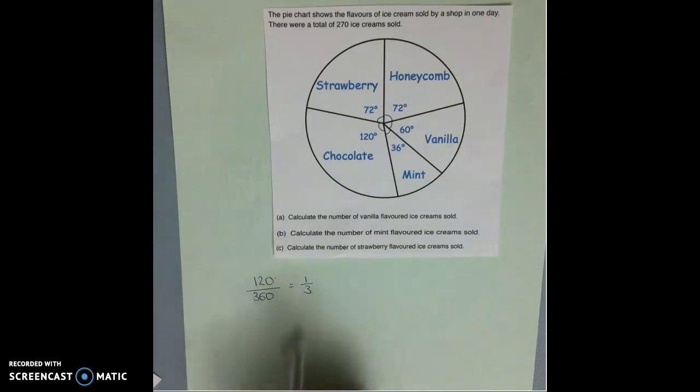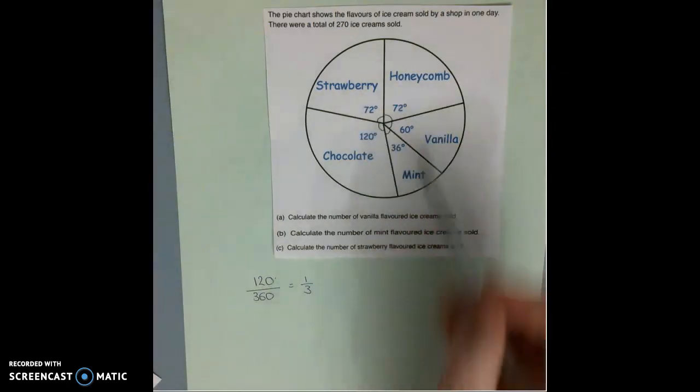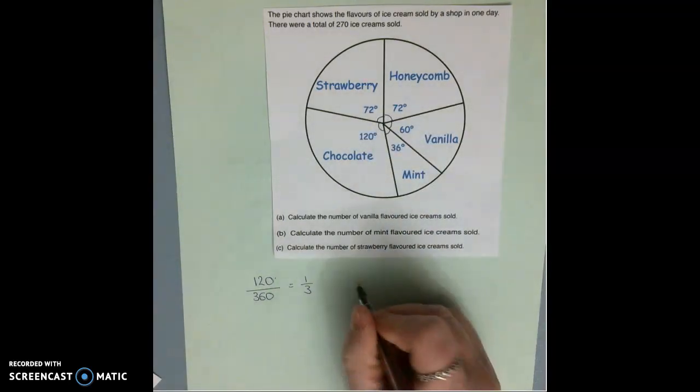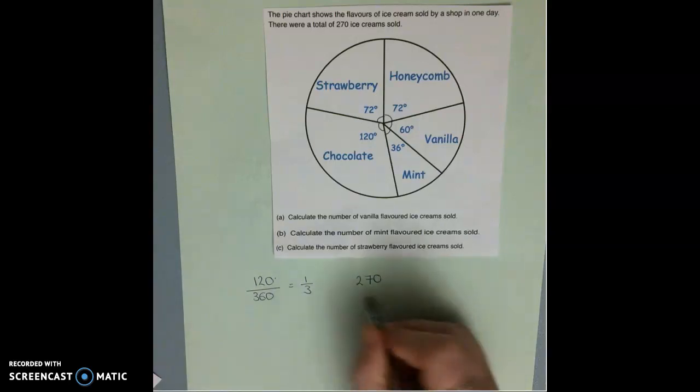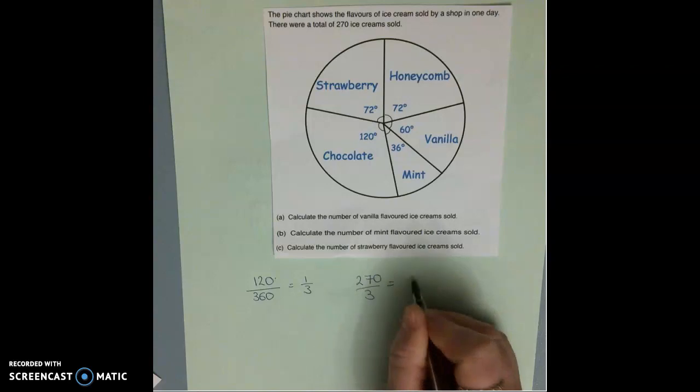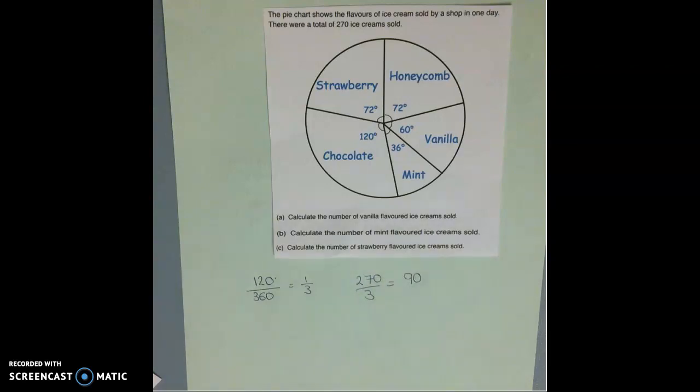So we know that 120 is a third of a circle. So we would want a third of 270 ice creams because a third of those were chocolate. So 270 divided by 3 gives you 90. So 90 ice creams were chocolate.